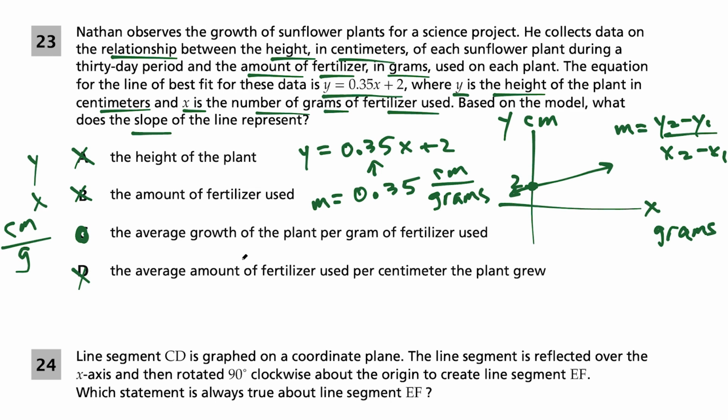So we have the average amount of fertilizer used per centimeter the plant grew. So the amount of fertilizer used would be grams, and then per centimeter would be no good, because this would be if we messed up the slope formula and did x2 minus x1 over y2 minus y1. But that's not the slope formula, so that's why choice D is out. Choice C is definitely our answer.